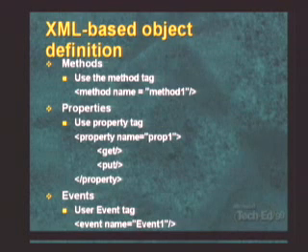Likewise, with a property, I can say property name equals prop1, and I'm going to have that property. Depending on whether I put a get or a put element within that, I can determine whether it's read-only or read-write. If I wanted a read-only property, I just wouldn't have the put element in there. And then finally for events, all I have to do is say event name equals event1, and that event is then exposed for my component.